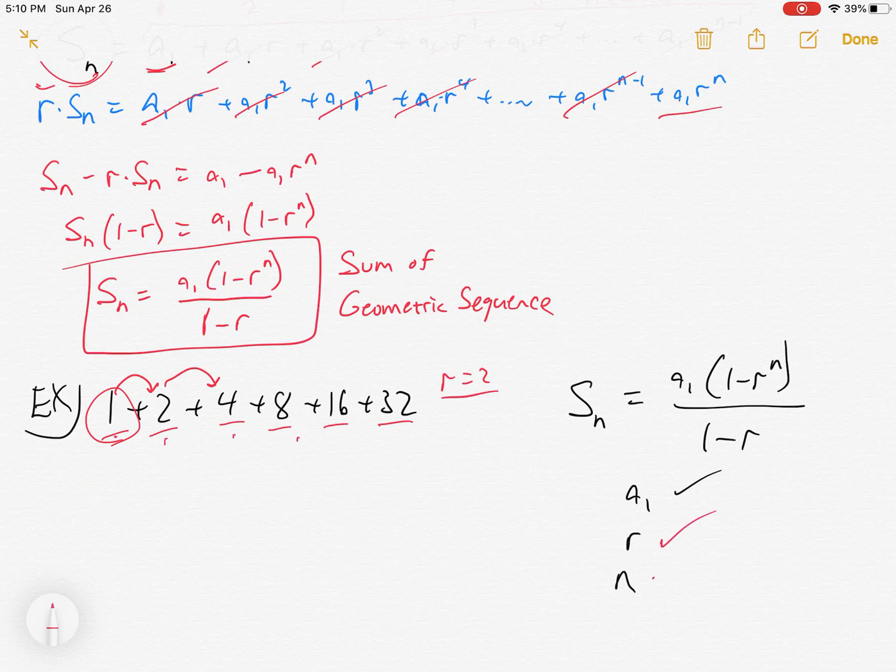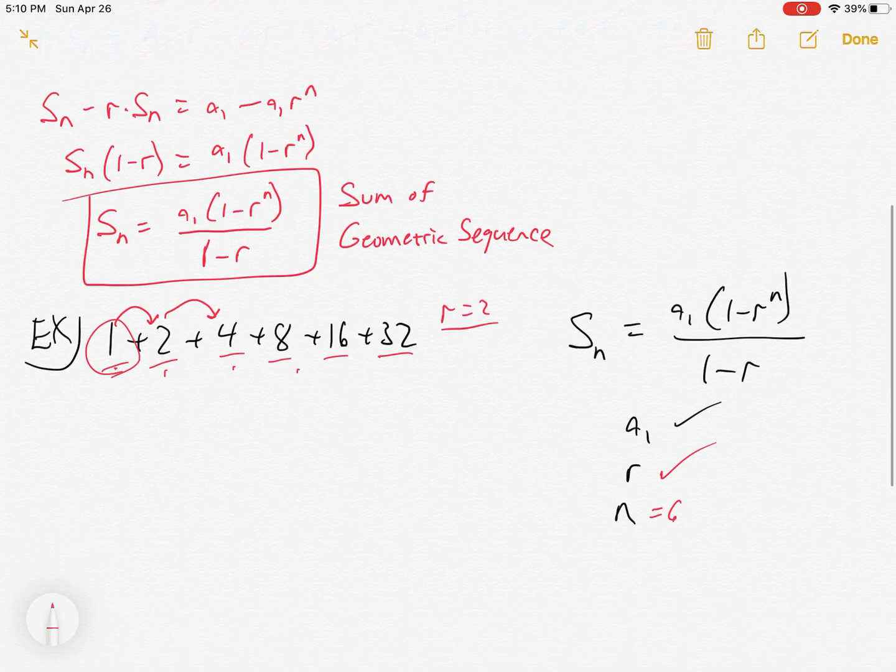2. Now if I had gone 32 plus 16 plus 8 plus 4 plus 2 plus 1, the common ratio would have been 1/2. But it would have been the same answer, because your A1 would have been 32, it would have evened itself out. But the common ratio is 2, check. Number of numbers, 1, 2, 3, 4, 5, 6, we can actually just count them.